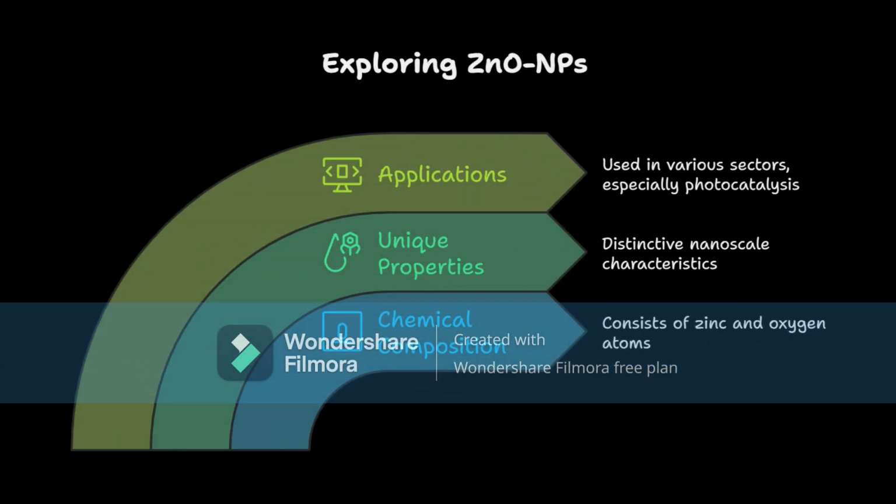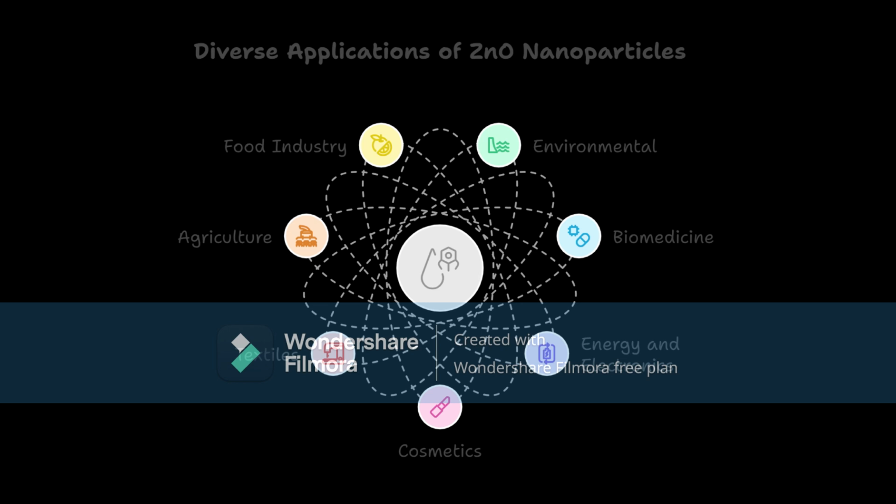Let's first understand that zinc oxide nanoparticles are used in various sectors, especially photocatalysis, as they have unique properties and consist of zinc and oxygen atoms. Zinc oxide nanoparticles can be used in other diverse sectors such as the food industry, agriculture, and cosmetics.